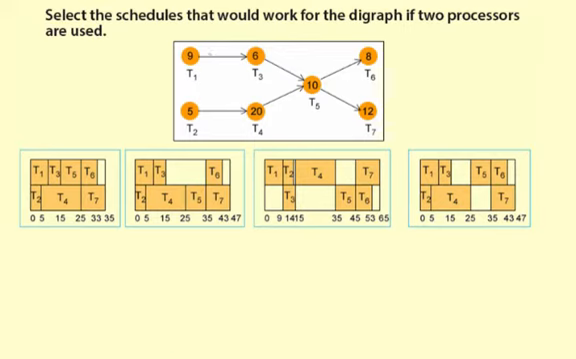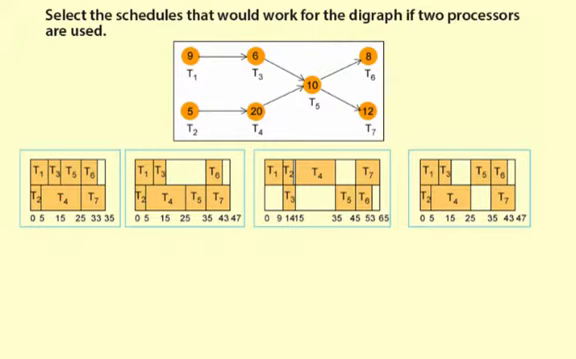Select the schedules that would work for the digraph if two processors are used. This is the same digraph as the last video, so the same rules apply. In terms of task 3 has to follow task 1 and task 4 after task 2 is completed, and then task 5 after all those are completed. Then 6 and 7 can be started after task 5 is completed.